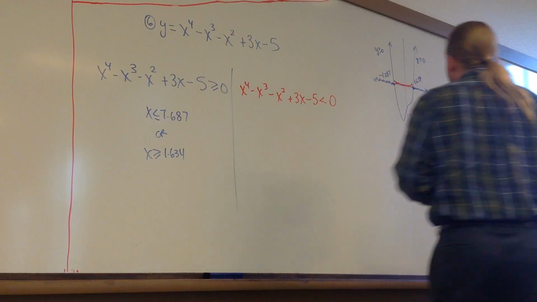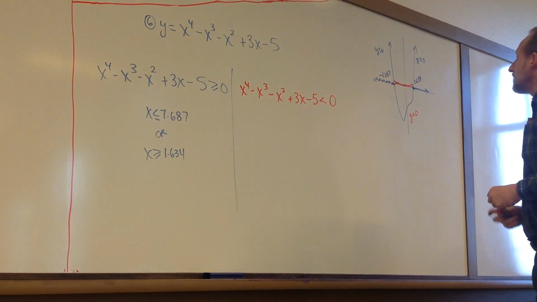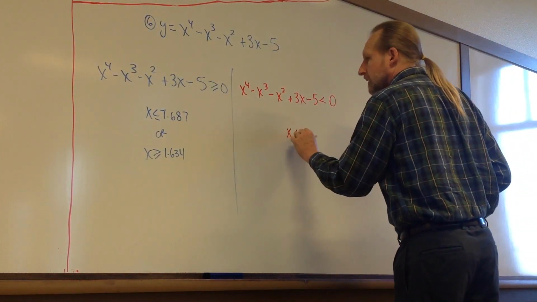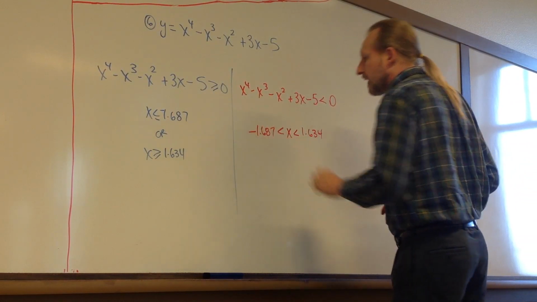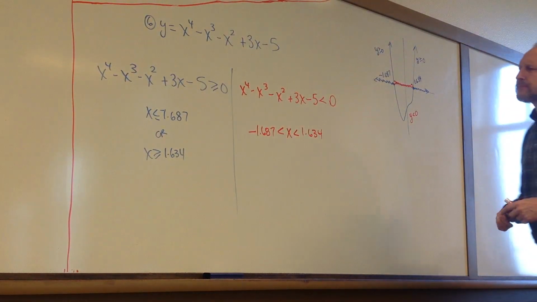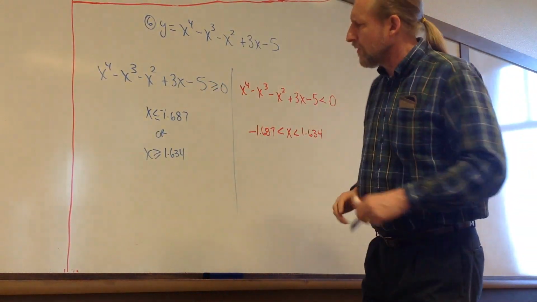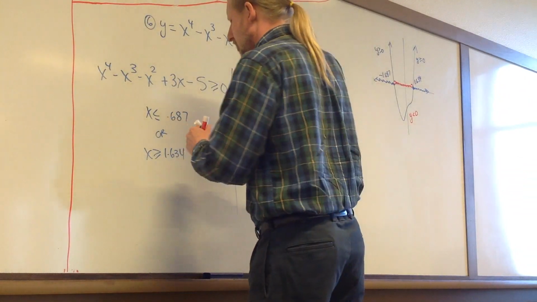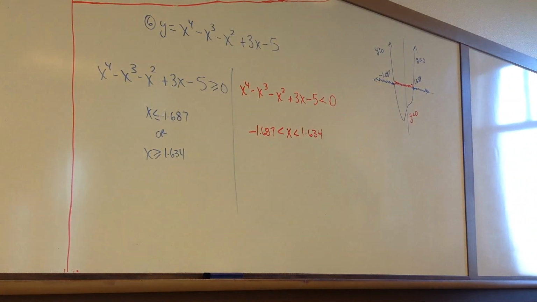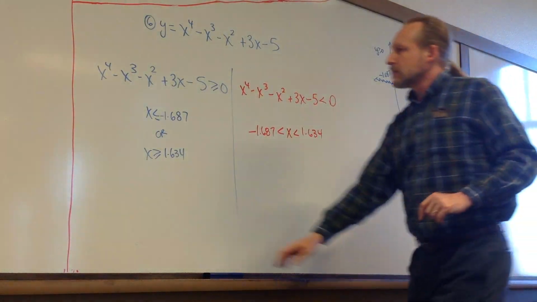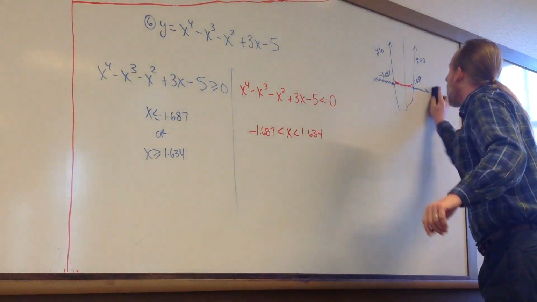1.634. And then where are the y's less than 0? That's going to be x less than 1.634, but greater than negative 1.687. That's a negative 1 right there. There we go. Okay, so that one was relatively straightforward. There wasn't a whole lot happening with that graph, so that was kind of a simple problem. So let's go ahead and take a look at problem 8.